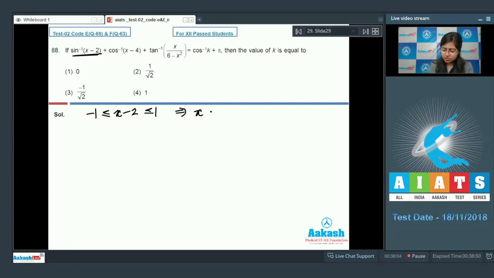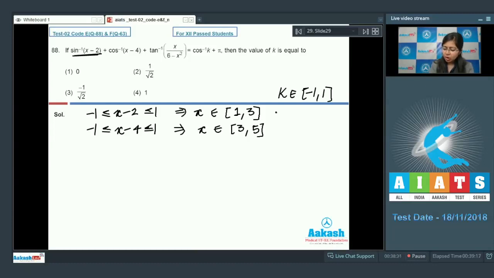That is, x should belong from 1 to 3. Similarly, we can say that x minus 4 should also go from -1 to 1. Hence, we can say that x will belong from 3 to 5. Also, cos inverse k is given, therefore k should also belong from -1 to 1. Now, from 1 and 2, we can say that the equation is defined only when x is equal to 3.